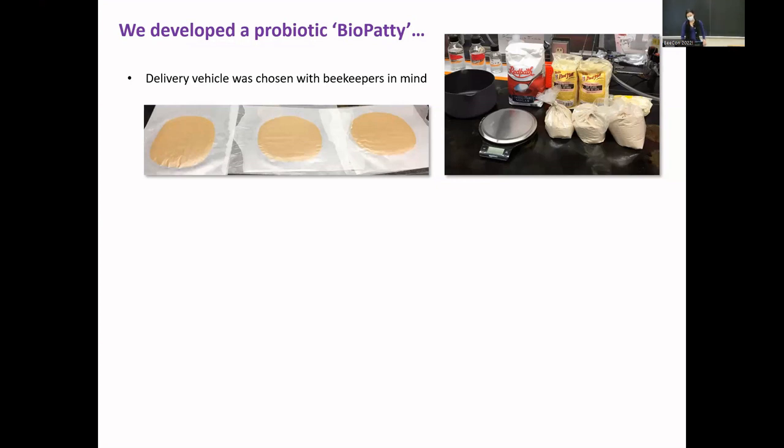One of the most important aspects of producing a biopatty is the selection of a strain. We do know that honeybees are lactobacilli-rich, and so some of our strains use that bacteria.